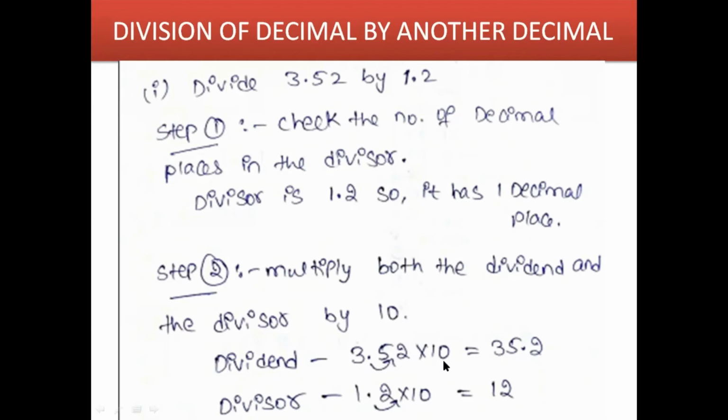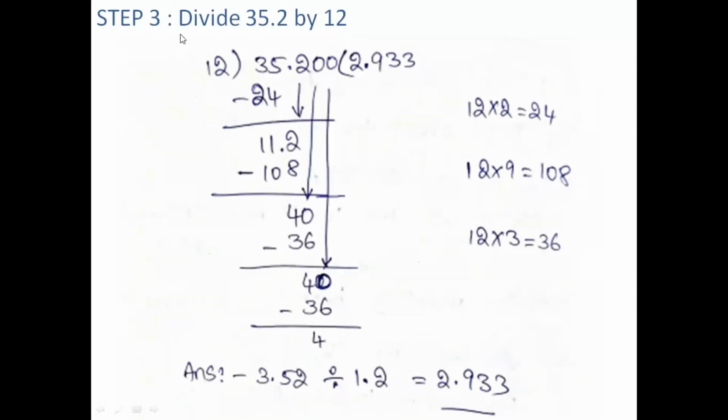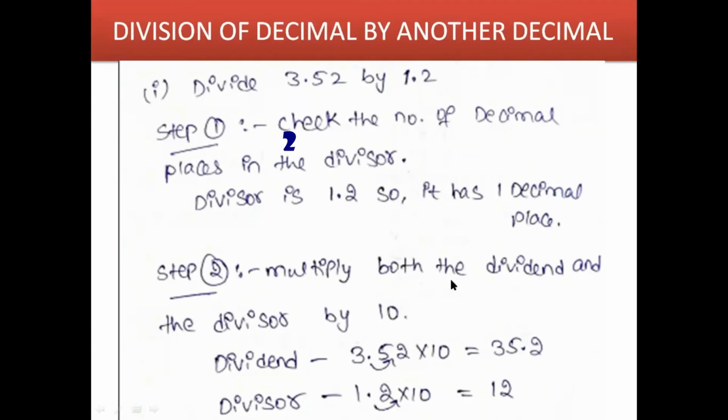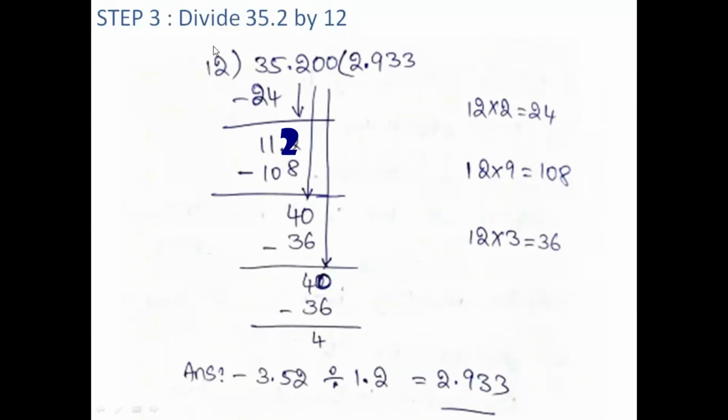3.52 into 10. The decimal point moves one place to the right. That is 35.2. Divisor 1.2 into 10. The decimal point moves one place to the right. That is, the answer is 12. Step 3. Divide 35.2 by 12. Just now we got the dividend 35.2 and the divisor 12 after multiplying with 10. We are dividing these two.